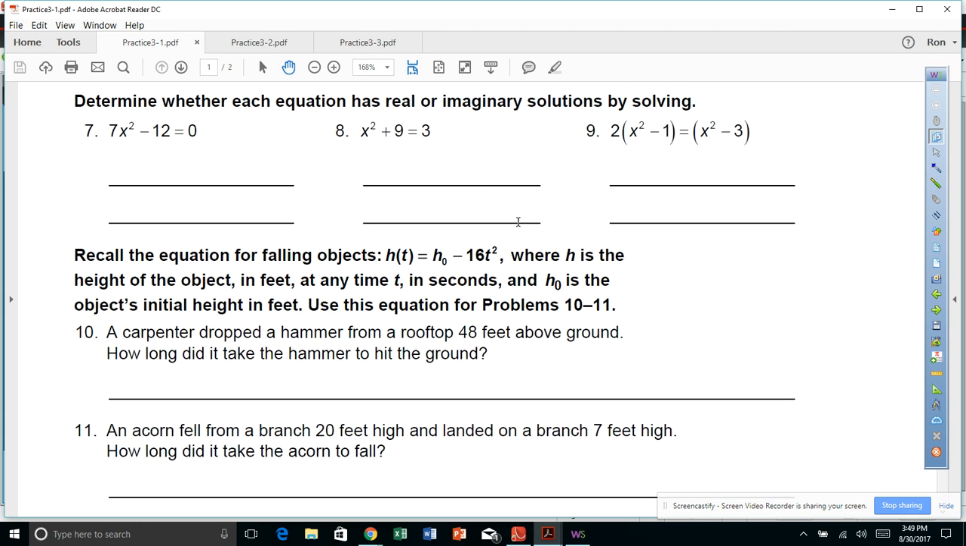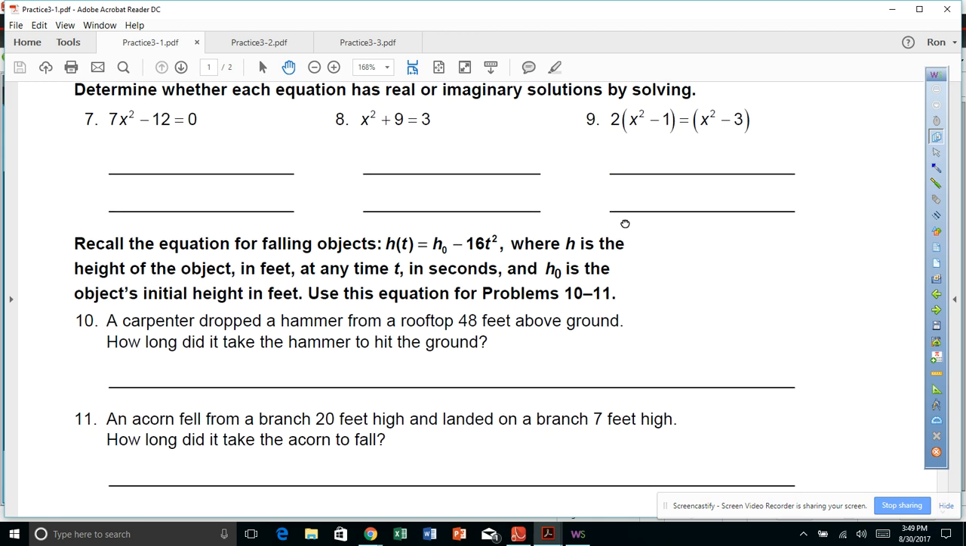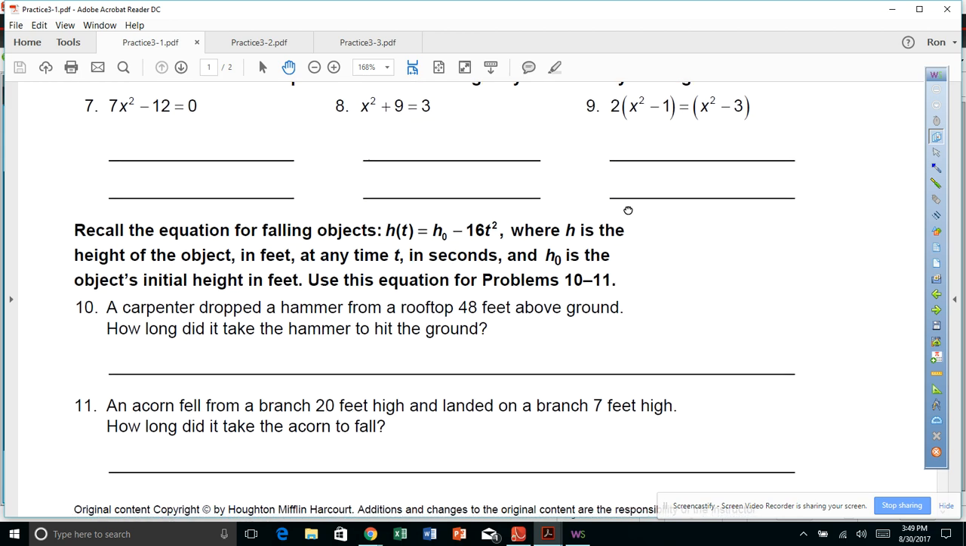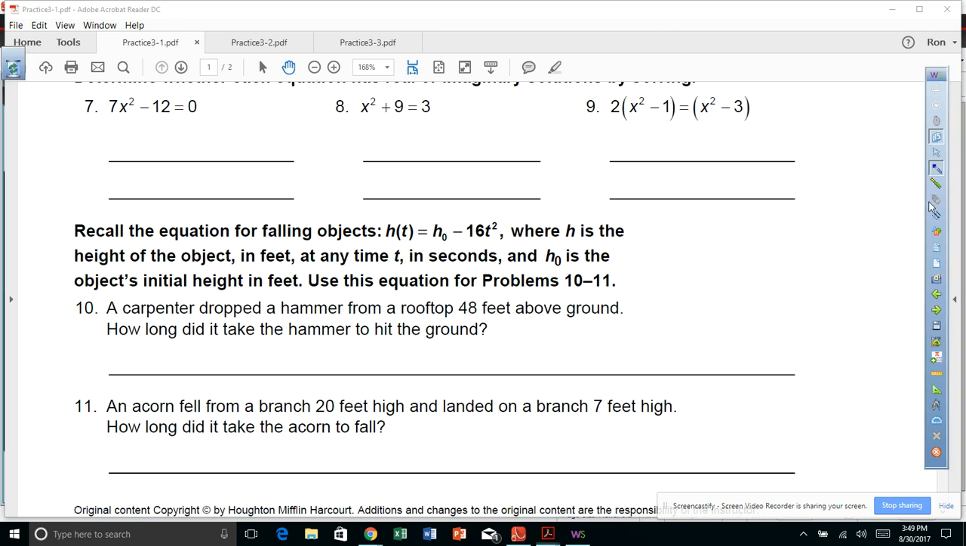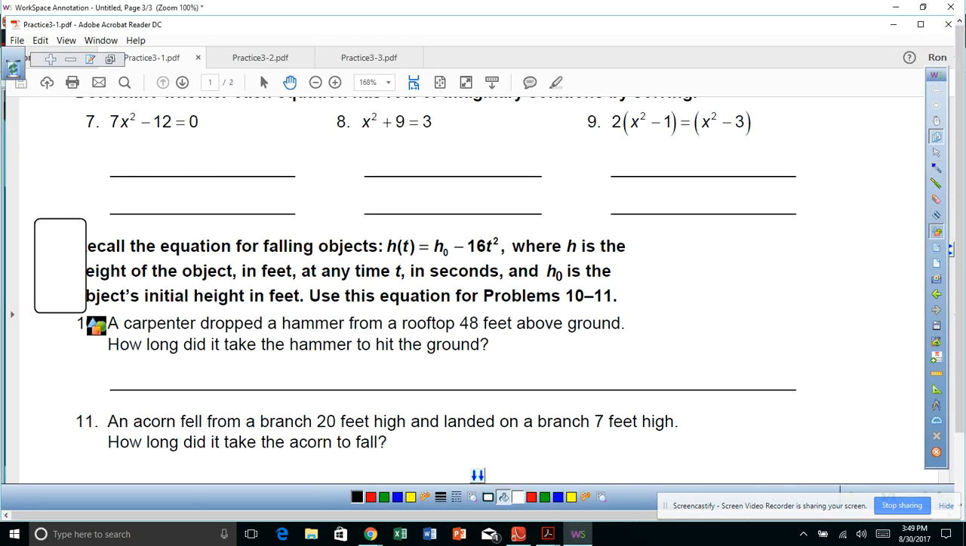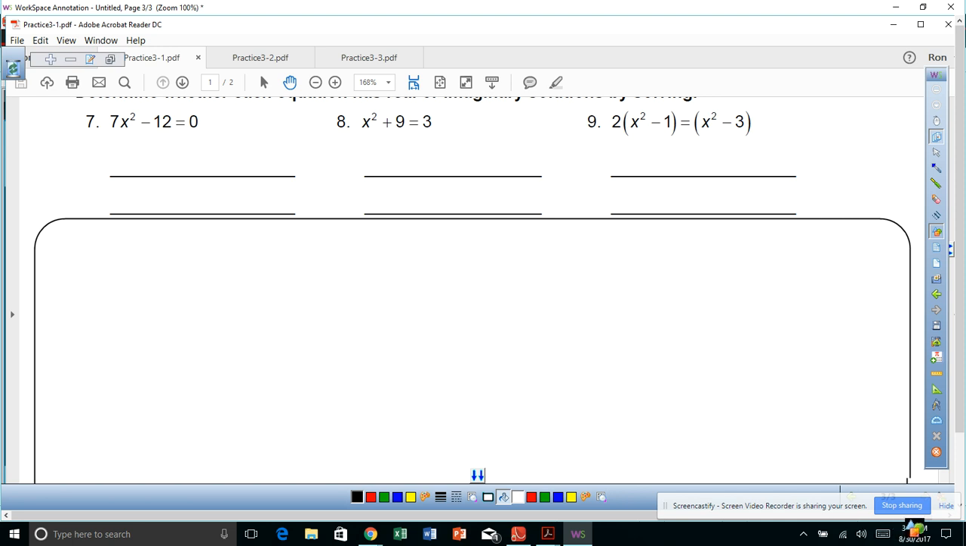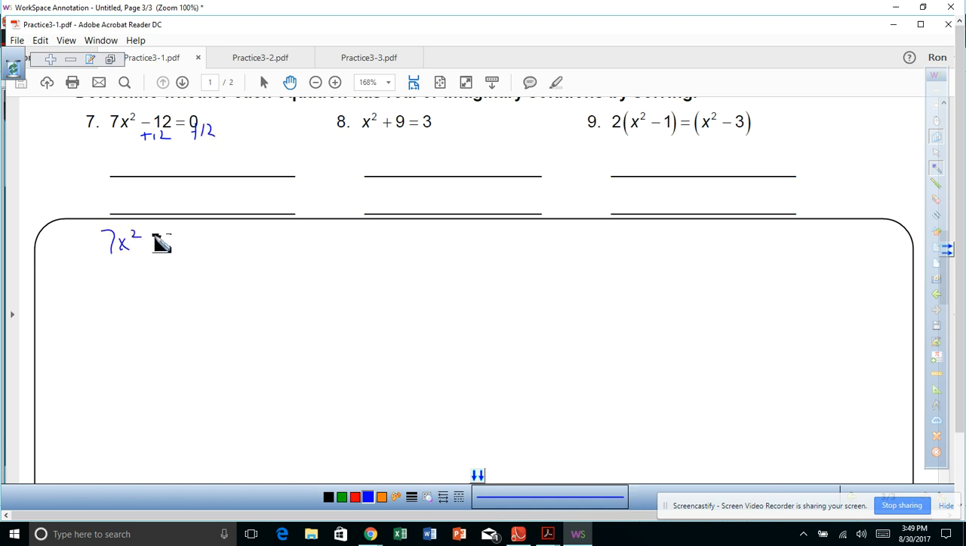And let's take a look at number 7. Determine whether each equation has real or imaginary solutions by solving. Okay, so let's see here. Let me get myself a little real estate down here. We're going to do these by solving. So I'm going to add 12 to both sides, and I get 7x squared equals 12. I'm going to divide both sides by 7. I get x squared equals 12 over 7. Take the square root of both sides.